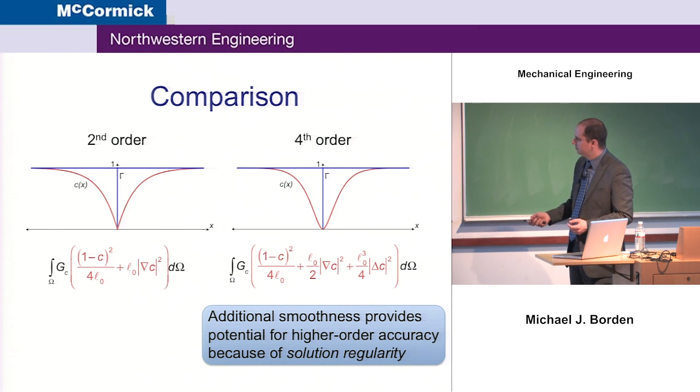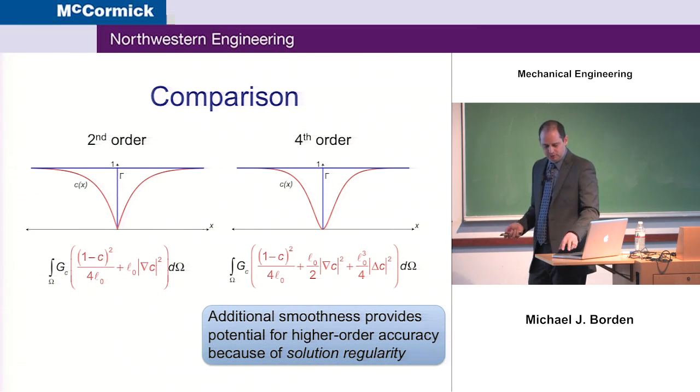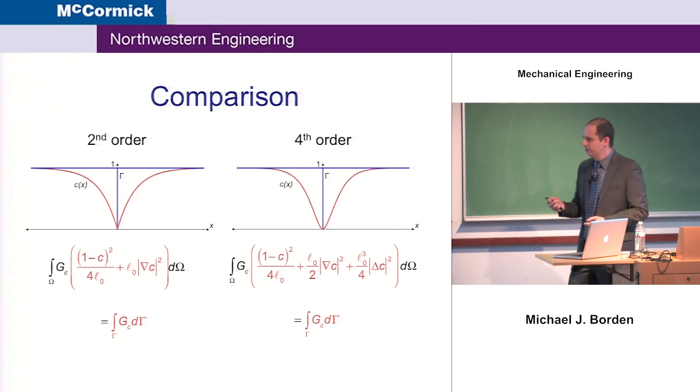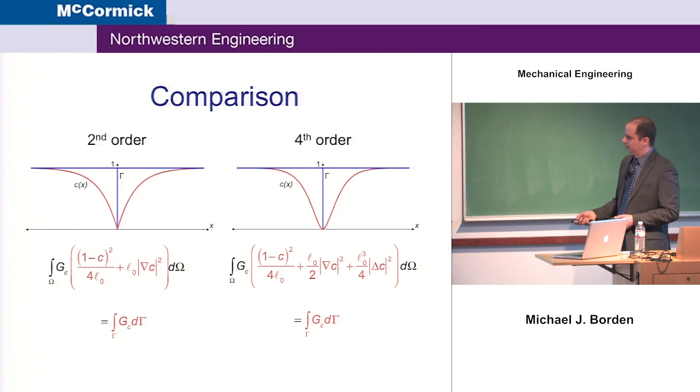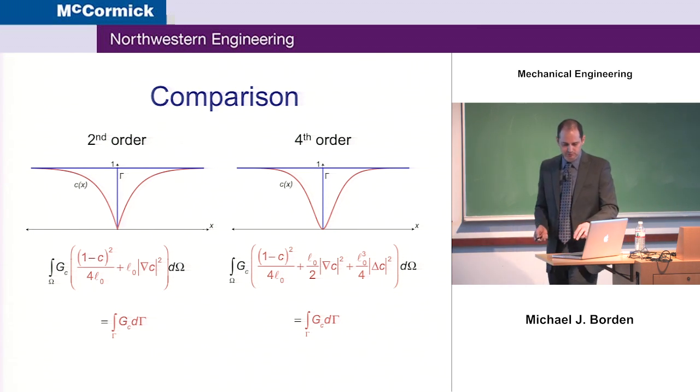Now you might look at the second term here, and you'll see there's a difference in the coefficients. This algebraic term is the same in both cases. But why are these coefficients different? Well, we adjust the coefficients so that in 1D, we get the exact energy from the crack. So if we're doing a 1D problem, we get the exact energy in both cases.